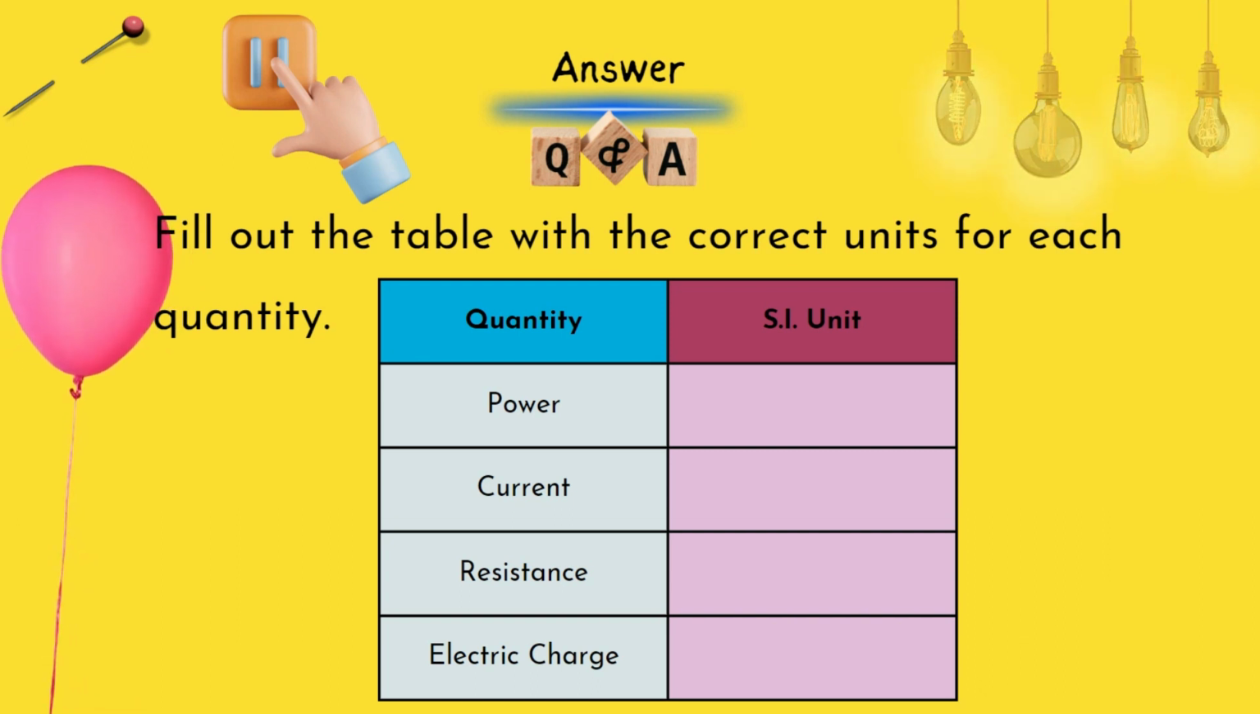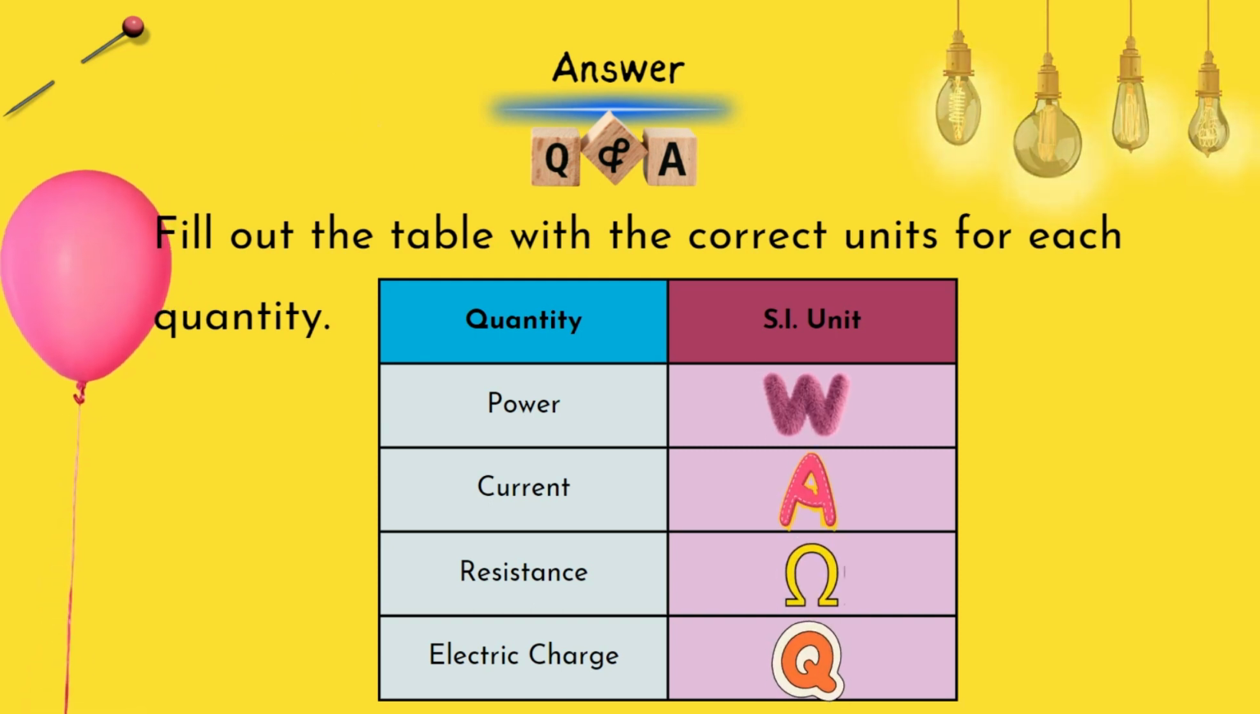Fill out the table with the correct units for each quantity. You may pause this video to answer your questions. Did you get them correct? So the SI unit for power is the watt, the SI unit for current is the ampere, the SI unit for resistance is the ohm, and the SI unit for electric charge is the coulomb.